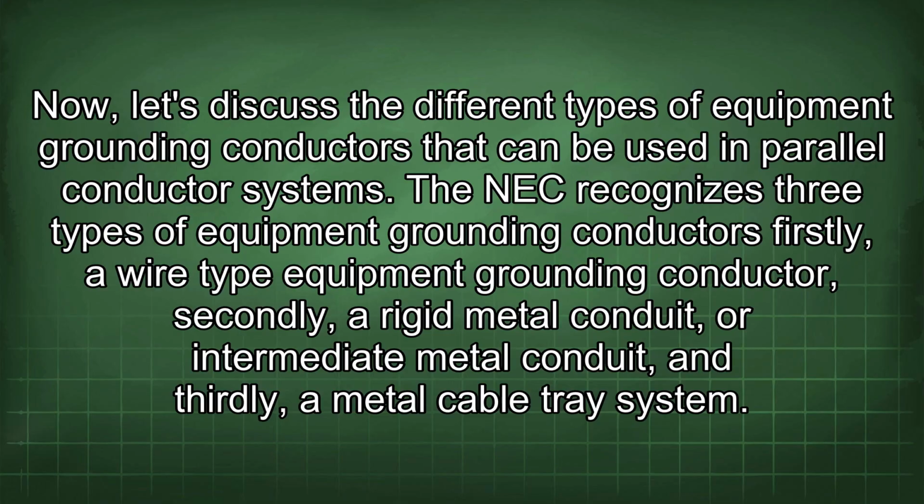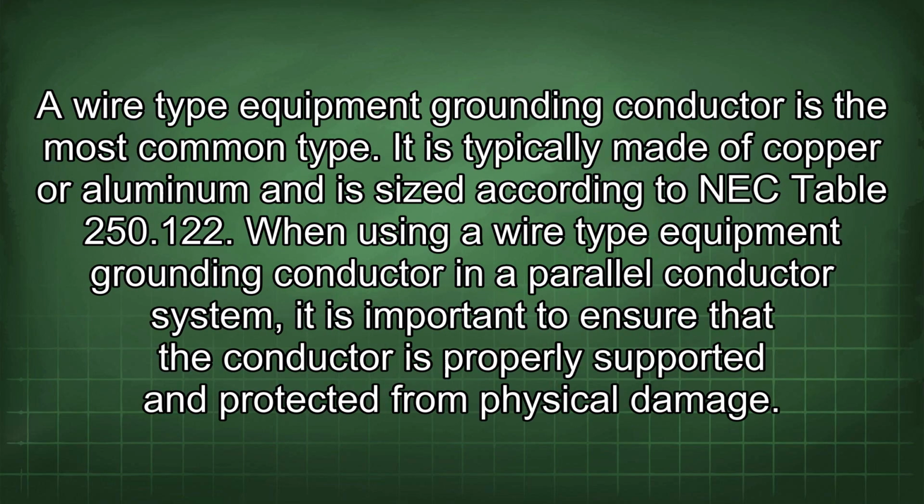And thirdly, a metal cable tray system. A wire-type equipment grounding conductor is the most common type. It is typically made of copper or aluminum and is sized according to NEC Table 250.122. When using a wire-type equipment grounding conductor in a parallel conductor system, it is important to ensure that the conductor is properly supported and protected from physical damage.